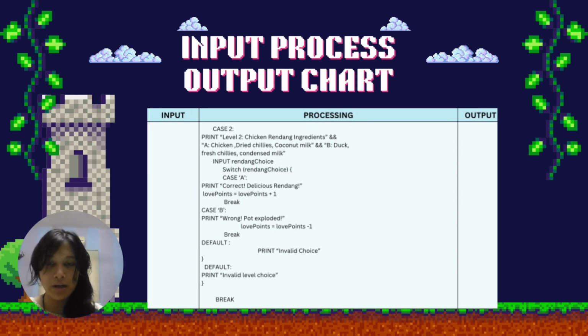And then if they didn't choose anything from the mom level, then an invalid level choice will be displayed. Next up.